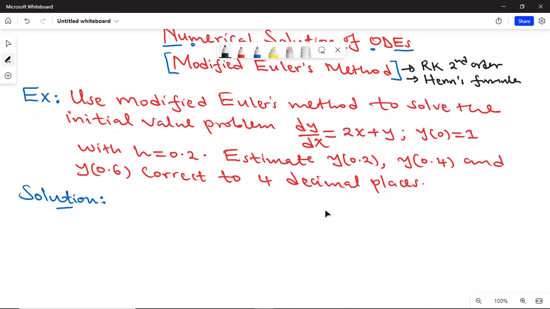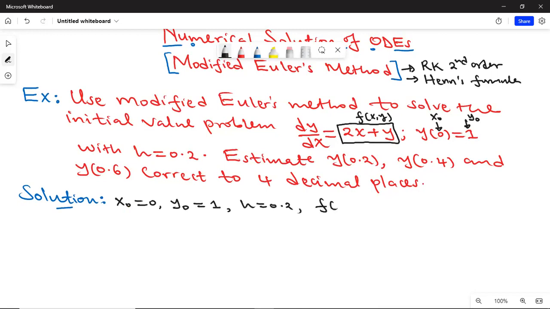Now look at our ODE and the initial conditions. Our ODE is dy over dx equals 2x plus y. So the 2x plus y here is our f of x, y. The 0 here is our x naught, and 1 is our y naught. So we can list them here: x naught is 0, y naught equals 1. Of course, we know h to be 0.2, and our f of x, y equals 2x plus y.